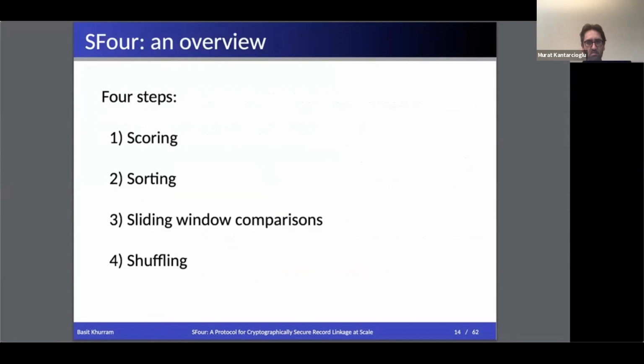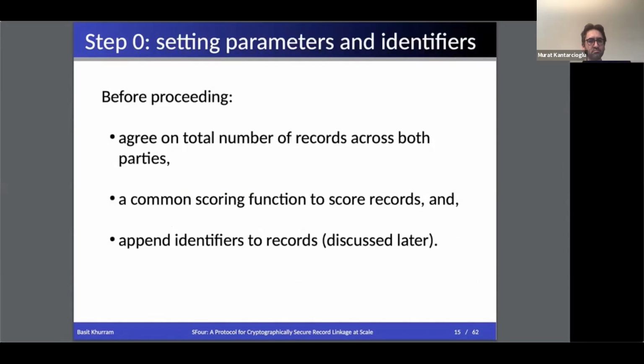With that said, here's a breakdown of the primary pieces of a protocol. There are 4 steps in S4, and in order they are the sorting step, the scoring step, the sliding window step, and the shuffling step. I will go over each of these in more detail in the upcoming slides. But first, we need to have a discussion on the initialization process. Both parties need to agree on the total number of records that they will be processing. They need to agree on a common scoring function, and they need to append some identifiers to the records.